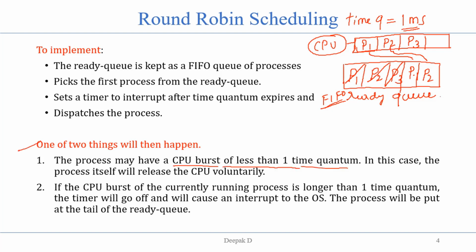Here two things can happen. First, when a process has a burst time of less than 1 time quantum, the process itself will release the CPU voluntarily and need not wait for the interrupt to occur. Second, if the CPU burst of the currently running process is longer than 1 time quantum, the timer will go off and cause an interrupt to the operating system, and then that process will be put at the tail of the ready queue.